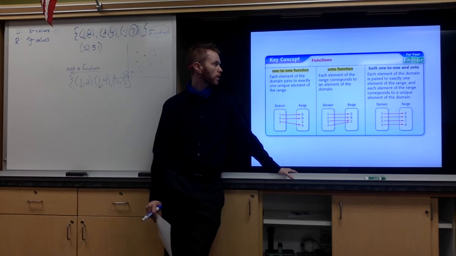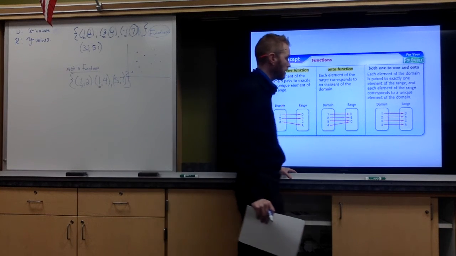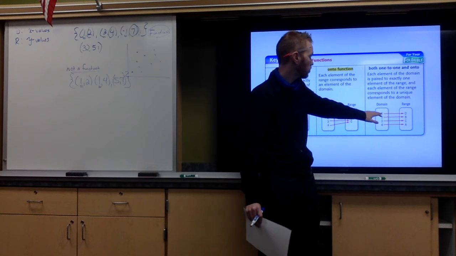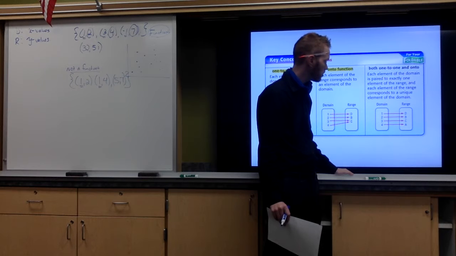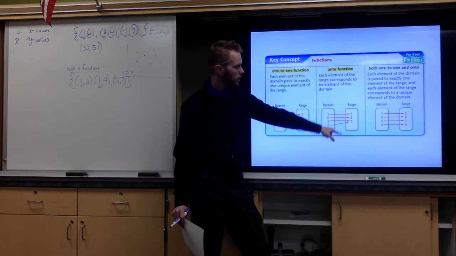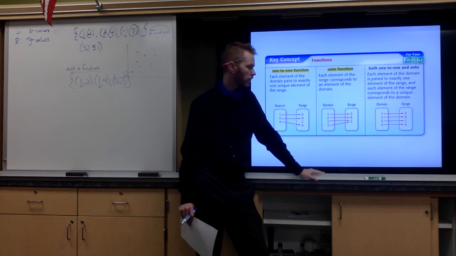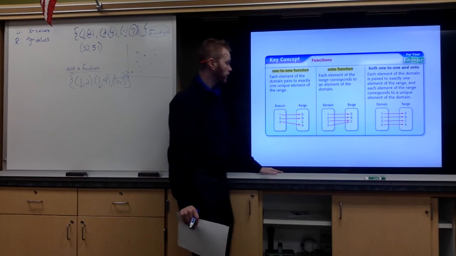Last one, you could be both one-to-one and onto. And look at the visual here, okay? Each element of the domain is paired to one element in the range, exactly one, okay? So everything's unique, as you can see by the mapping here. Okay, every x value here is going to match up with every y value on the other side. Okay, so these are the types of functions that we could have here.